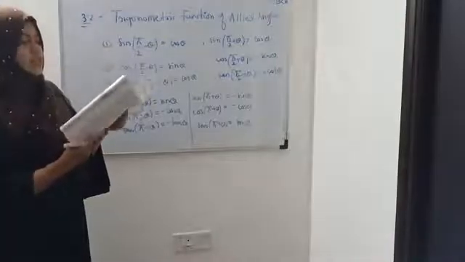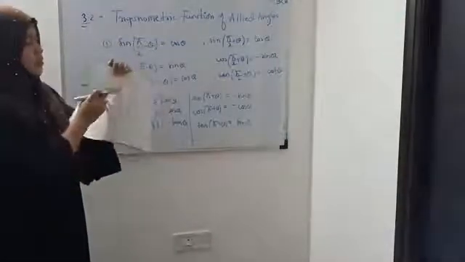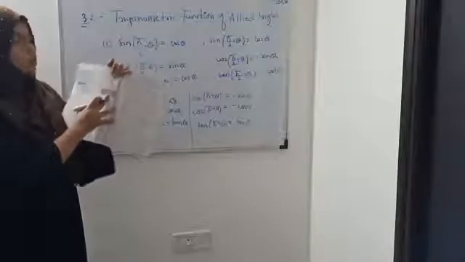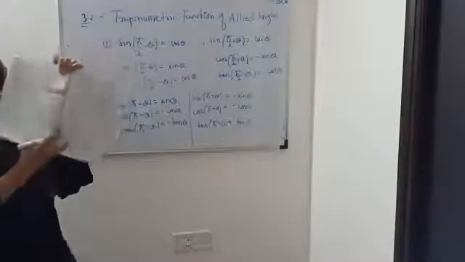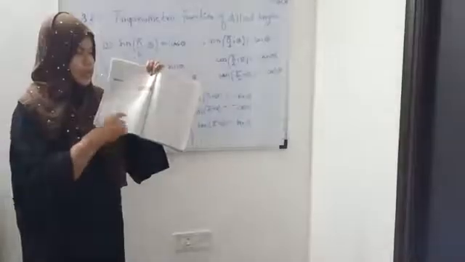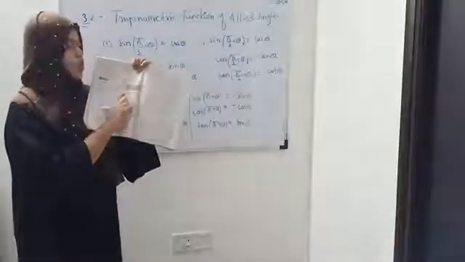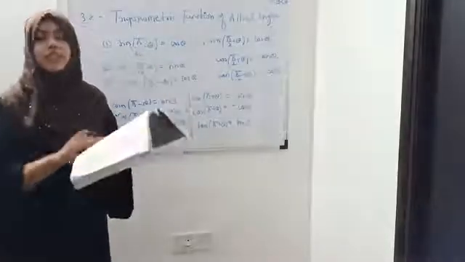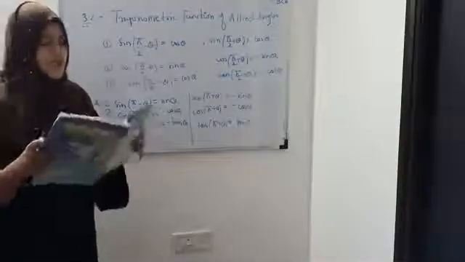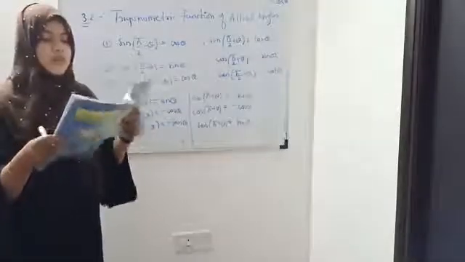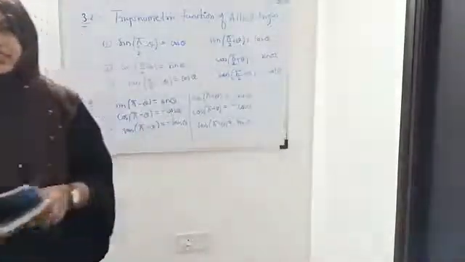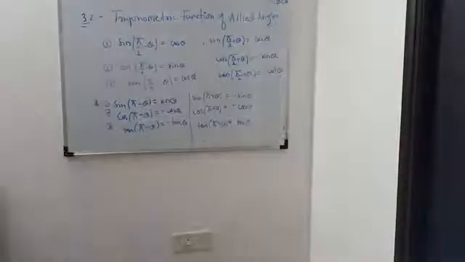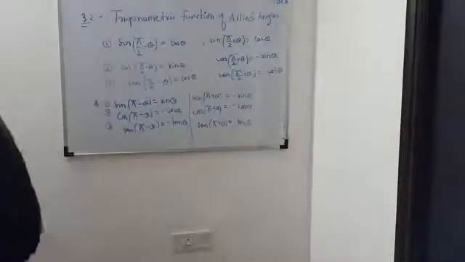On the basis of this, they have formed one table, which can make it easier for you to remember all these formulas. This is on page number 40. You can just go through this theorem once and try to remember all these formulas for the allied angles. We will solve the problems based on these allied angles. We will solve some solved problems and then we will solve exercise 3.2.